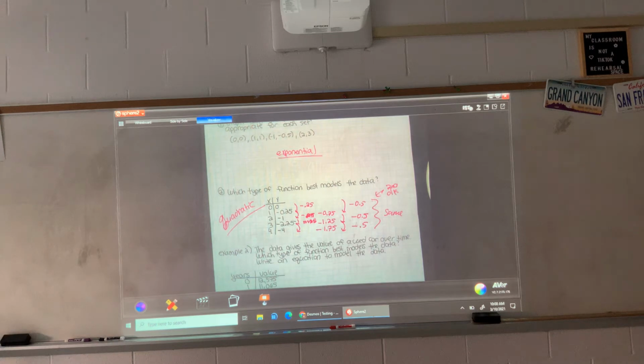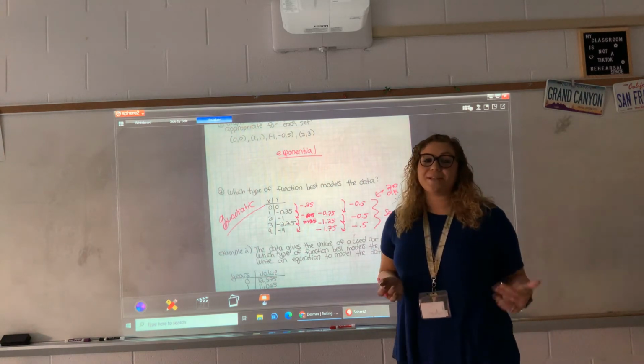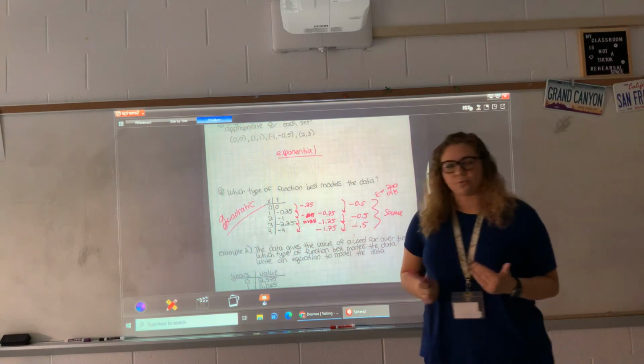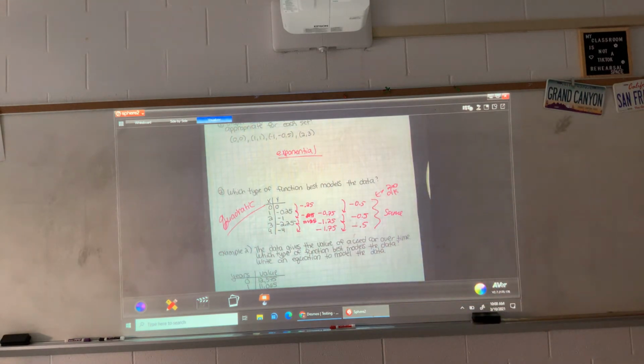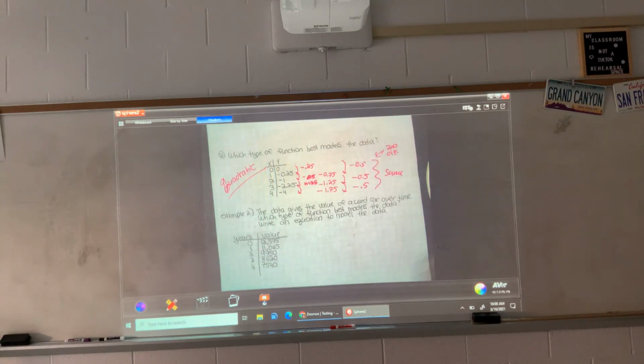And that's how you would do a table. So those are two different kinds of problems. Now, a more realistic problem that you're probably going to see on the EOC is similar to example 2. So let's look at example 2 together. And yes, I would copy everything you see here.